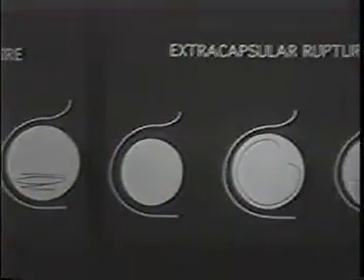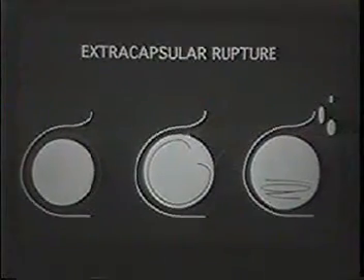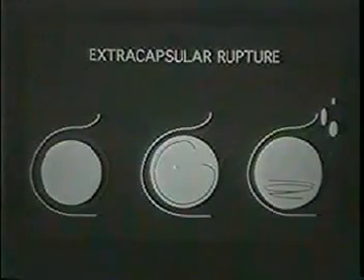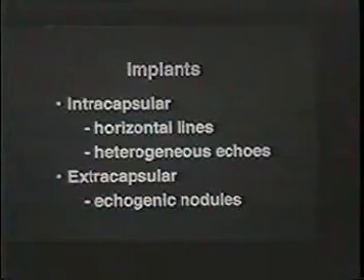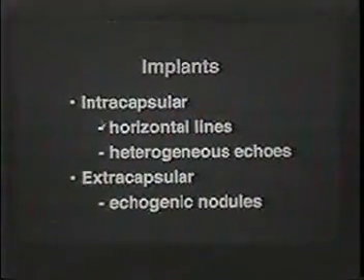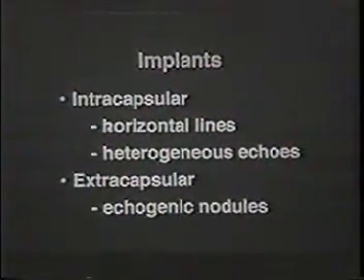In extracapsular rupture, in addition to the membrane being ruptured, the fibrous capsule is always also ruptured, so the silicone not only leaves the membrane but may leave the confines of the capsule and travel to other parts of the breast, as in this case. And on sonography, the intracapsular ruptures are seen with horizontal lines representing the floating membrane and heterogeneous echoes. Those are reported to be two major findings. Extracapsular shows echogenic echoes in the nodules in the surrounding tissue, pretty easily identified.